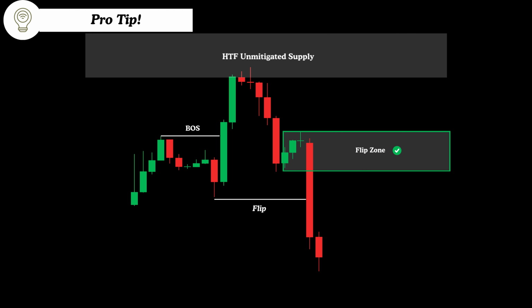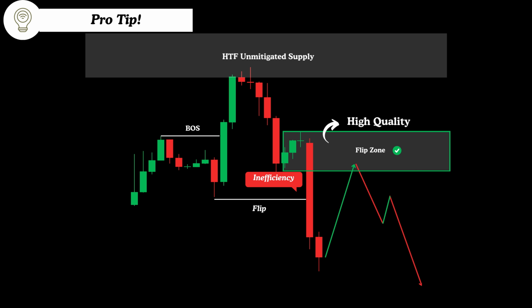Additionally, flip patterns become even more powerful when price leaves a clear inefficiency behind during the flip. In that case, price is far more likely to return and mitigate the flip zone.